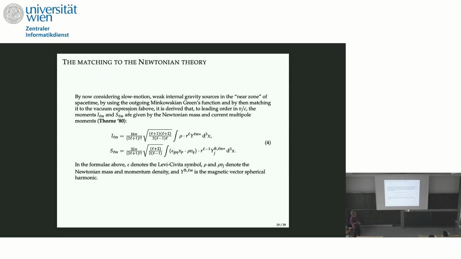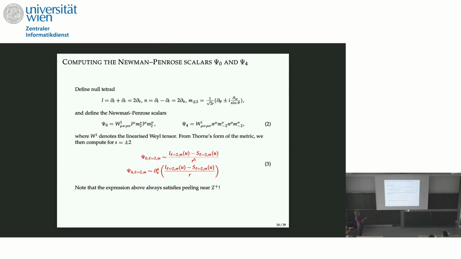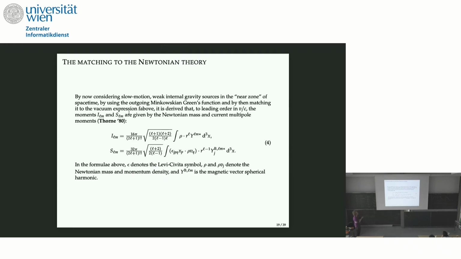Next step is, psi0 and psi4 depend on these general functions of u, and now I do some matching to post-Newtonian theory to compute those. So if we make the usual post-Newtonian theory expansions, you derive that these I_LM and S_LM are basically the Newtonian mass and current multipole moments. This is all still contained in Thorne's 1980 paper. So this is exactly the usual: rho is the mass density multiplied by r to the L. This is exactly the Newtonian mass multipole.